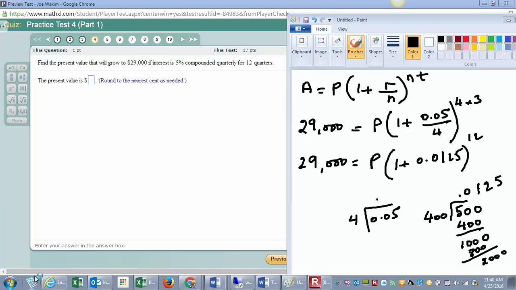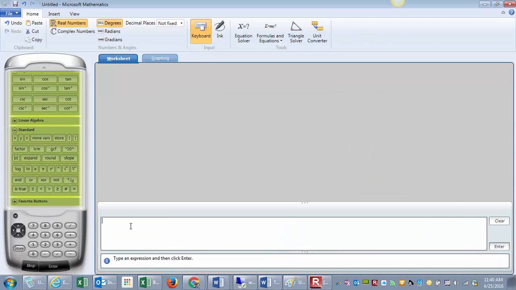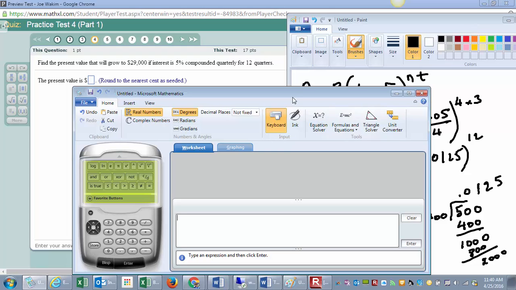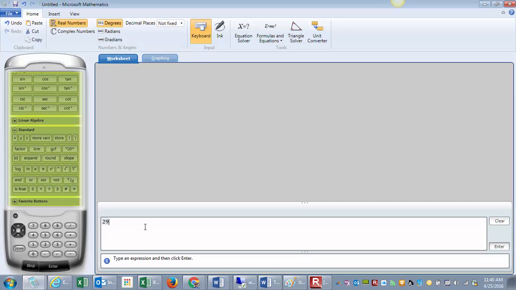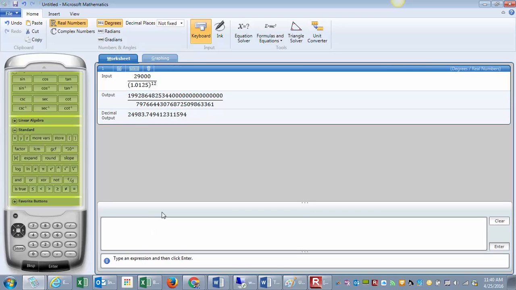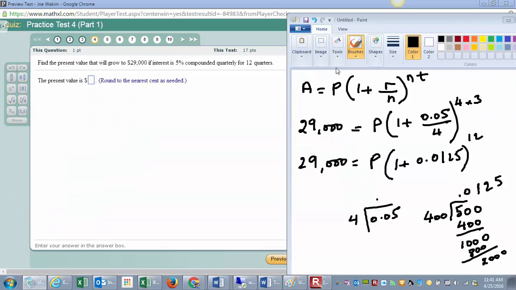So we have 29,000 divided by 1.0125 to the power 12. So let's see again. So 29,000 divided by 1.0125, all of this to the power 12. Enter. So that's the answer, 24983.7.